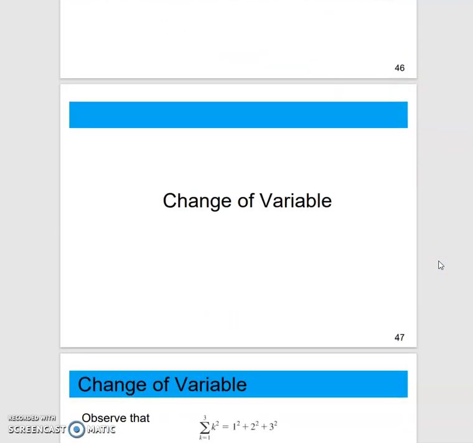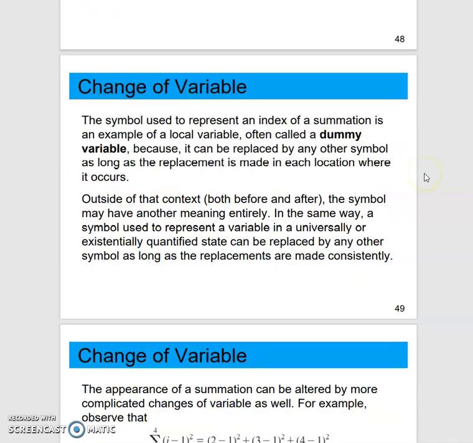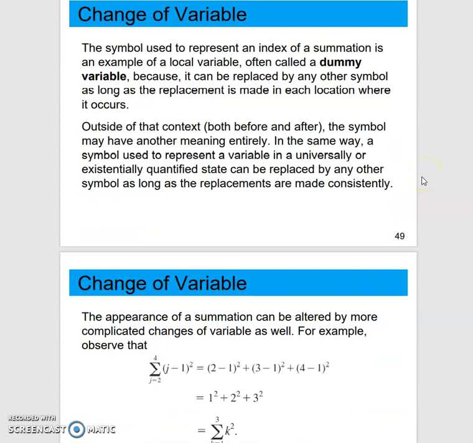What happens if we want to change a variable? As we've said, there might be more than one way that we can express the same thing. So we could go from 1 to 3 of k squared, or 1 to 3 of i squared. Those are exactly the same, and I can write them however I feel like. Sometimes we want to change a little bit more than that, and this is where we're going to put in dummy variables.